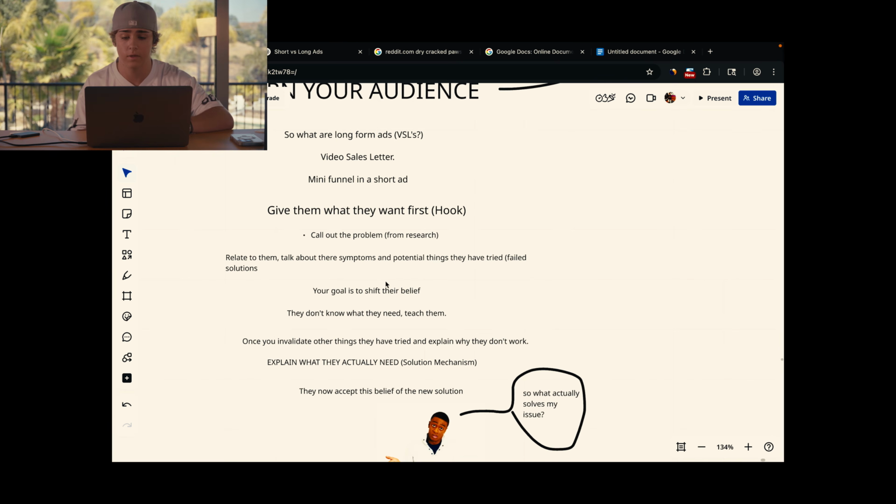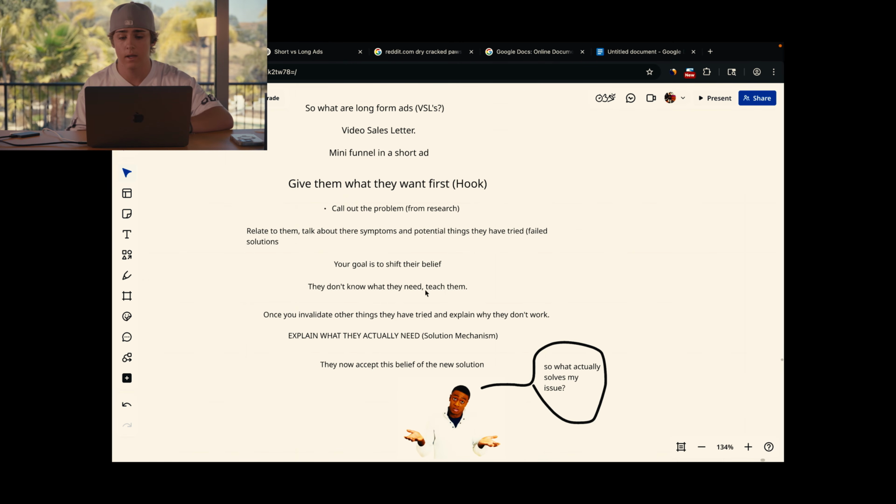Your goal is to shift their belief. They don't know what they want. They don't know what they need, so you need to teach them. Once you invalidate other things they have tried and explain why they don't work, explain what exactly they do need to solve their pain point. This is called the solution mechanism. You start talking about the ideal solution, explain what they actually need, and explain how it's going to solve their problem.